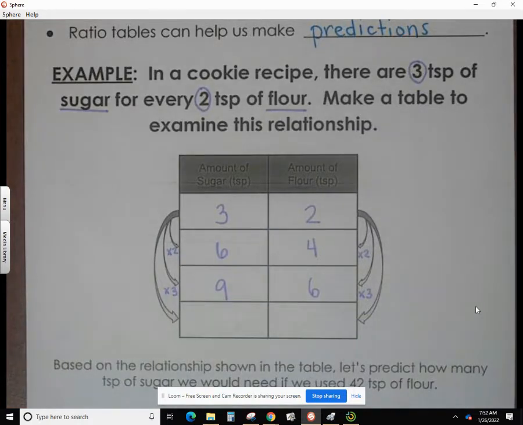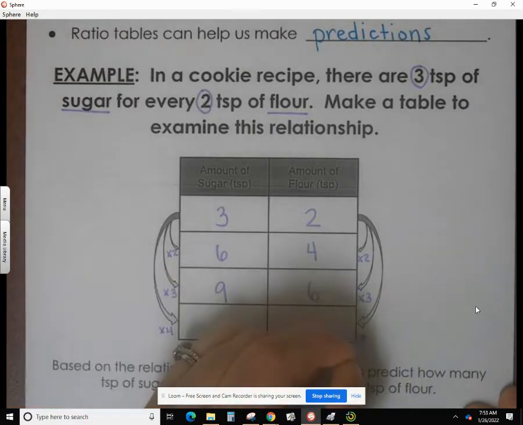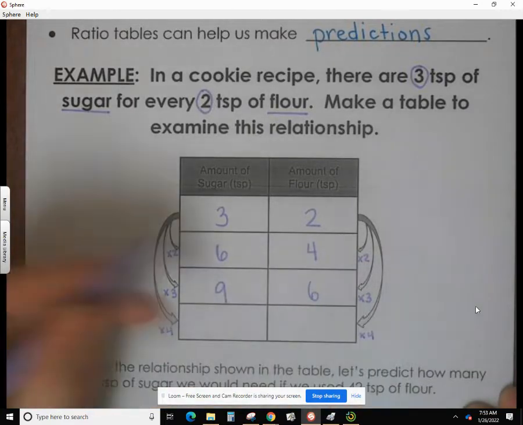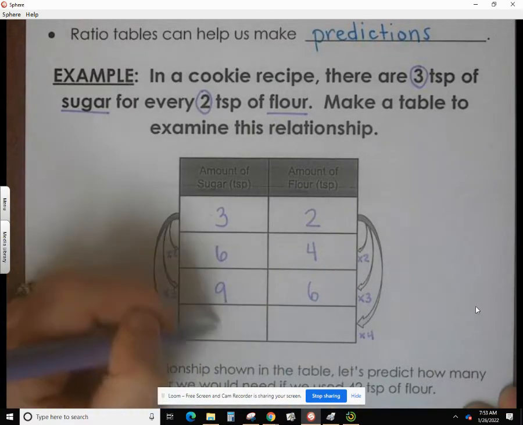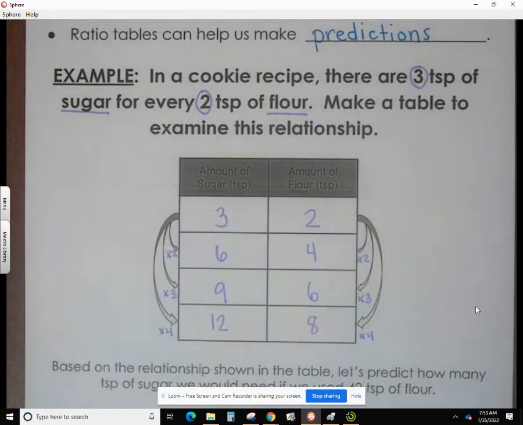We have to keep these ratios equivalent for our cookie recipe to taste right. If you were to, let's say, triple the sugar but only double the flour, your cookies aren't going to turn out right. Okay, and then in the last one, we're going to do times 4, times 4. So 3 times 4 is 12, and 2 times 4 is 8. So 12 to 8 is another ratio that is equivalent to 3 to 2.